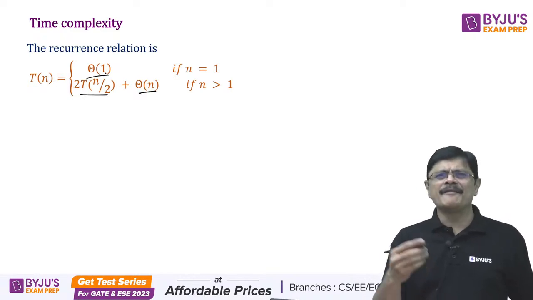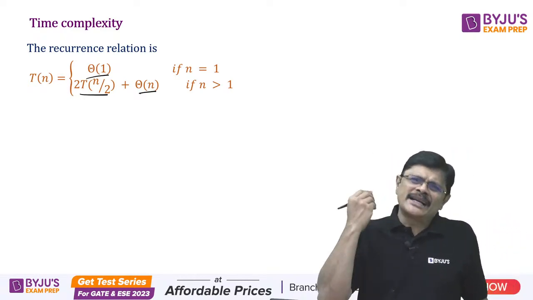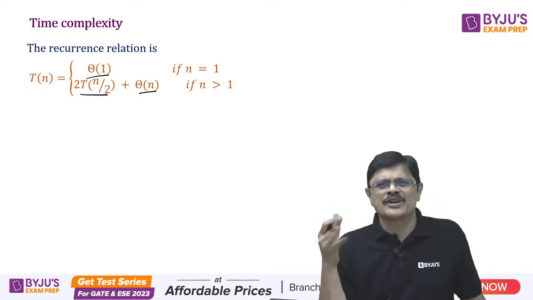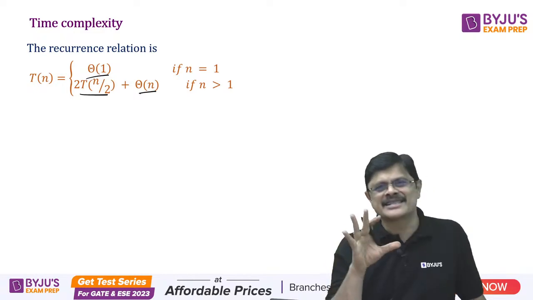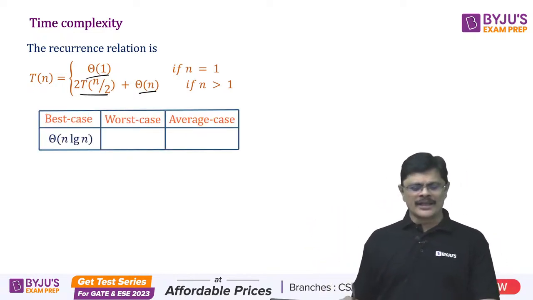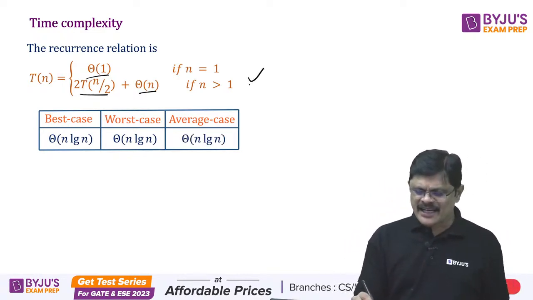And this is theta 1 when the size of the array is 1. So whatever case you take, this is the recurrence relation. Whether you take best case, worst case or average case, in all the cases, this is the recurrence relation. So the time complexity in all the cases is theta n log n.